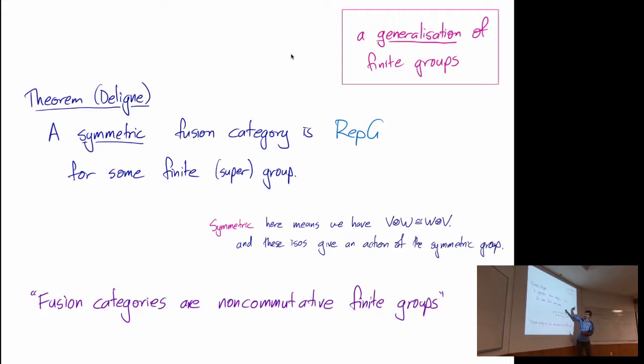And Deligne tells us symmetric fusion categories are exactly Rep(G) for some finite group, with maybe a little awkwardness that the associator on this tensor category is slightly modified from the usual associator, and this is the notion of a finite supergroup. You can mostly ignore the super part. And so this is meant to give you the idea that fusion categories are a non-commutative analog of finite groups. Not non-abelian, but non-commutative in the sense of non-commutative geometry. Rather than taking a topological space and looking at continuous functions on it, noticing that's a commutative C-star algebra, and then going off and studying C-star algebras.